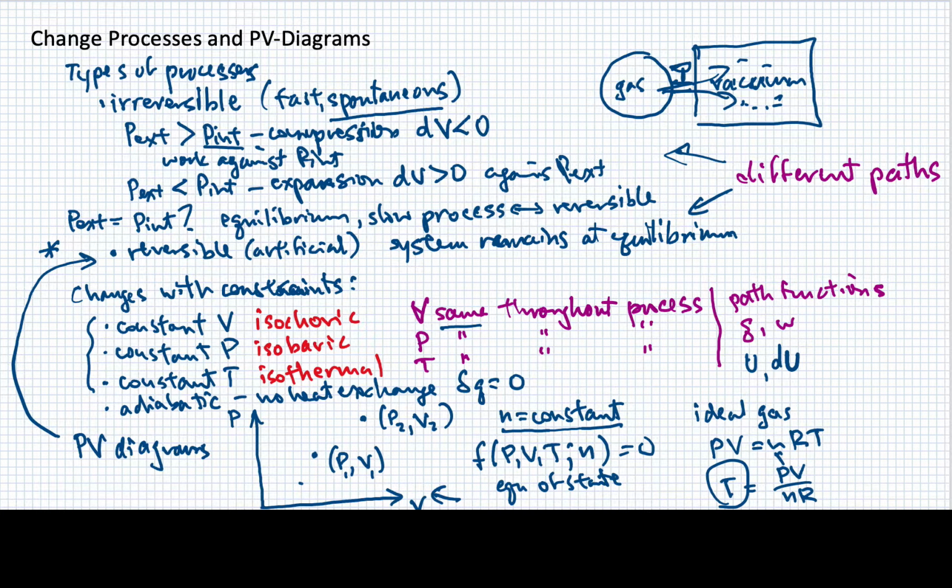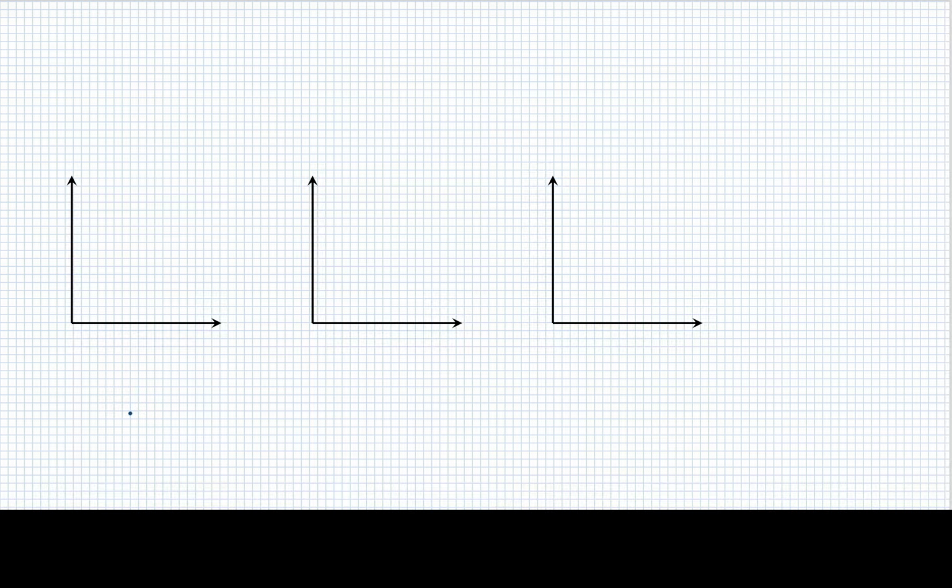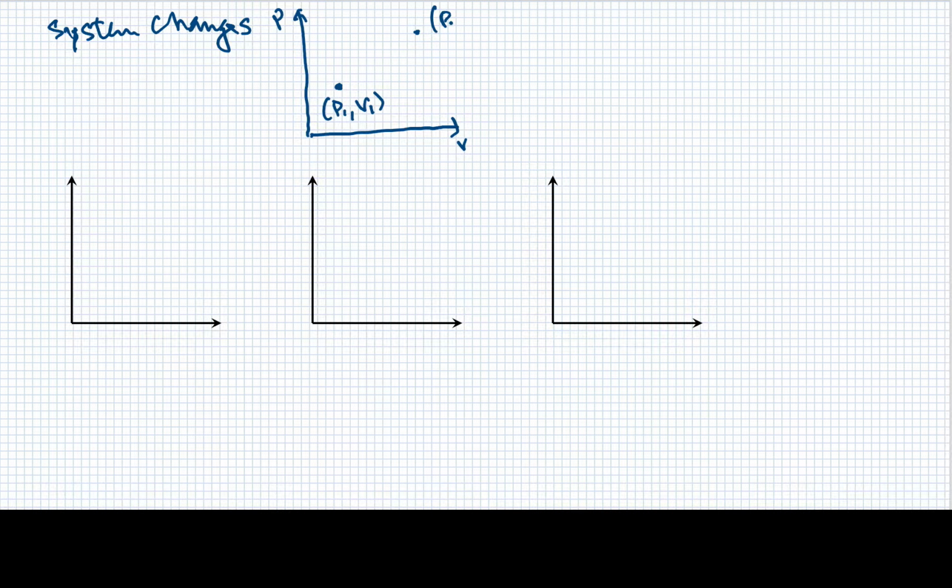All right, so let's look at a few examples here, and what I want to do is talk about how system changes might be drawn here. So we're going to focus on system changes, and in particular these are going to be reversible system changes. So I've drawn on the previous page a picture of a PV diagram that looks something like this. Probably should have put my axes up there to begin with. And we're going to be moving from an initial point P1, V1 to a final point P2, V2.